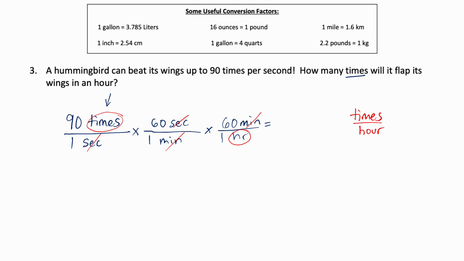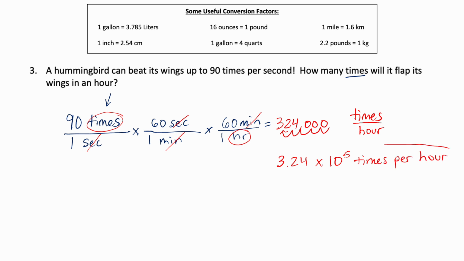So 90 times 60, press equals, times 60, press equals, you get 324,000. So now we're going to put that in scientific notation. So we're going to move the decimal point 1, 2, 3, 4, 5. So our final answer will be 3.24 times 10 to the 5th times per hour.